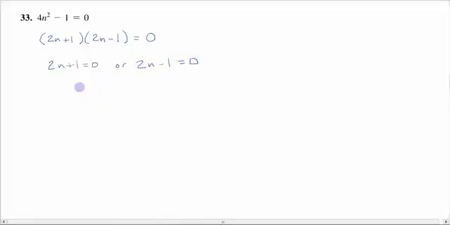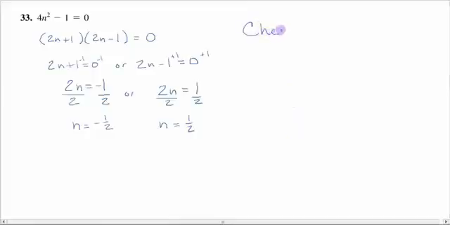Then we'll solve each of those separately. We're going to subtract 1 here. So I get 2n equals negative 1, and then I'll divide by 2. So n equals a negative 1/2. Or over here, I would add 1 to both sides and get 2n equals 1. Then I would divide both sides by 2 and get n equals 1/2. Again, we're going to check these. Check both solutions.